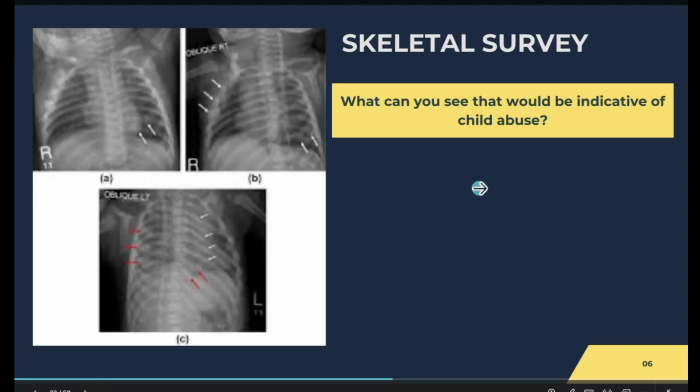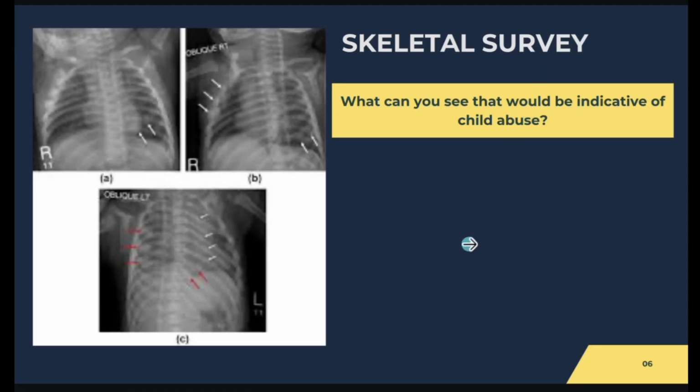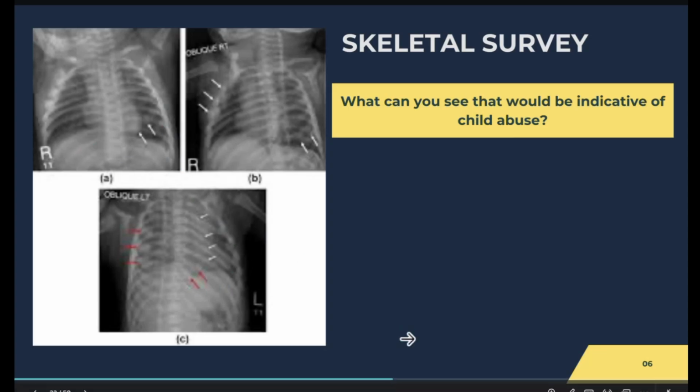So skeletal survey, as you mentioned as well, that's something that you would also think about in this scenario. And what can you see that would be indicative of child abuse? I appreciate the images might not be the best, but what are the typical findings that you would be looking for in a patient who has potentially suffered abuse? Rib fractures? Yes, exactly. So that's what you can see in these images right here, and here as well. Any other things that you might see in a patient with a non-accidental injury?